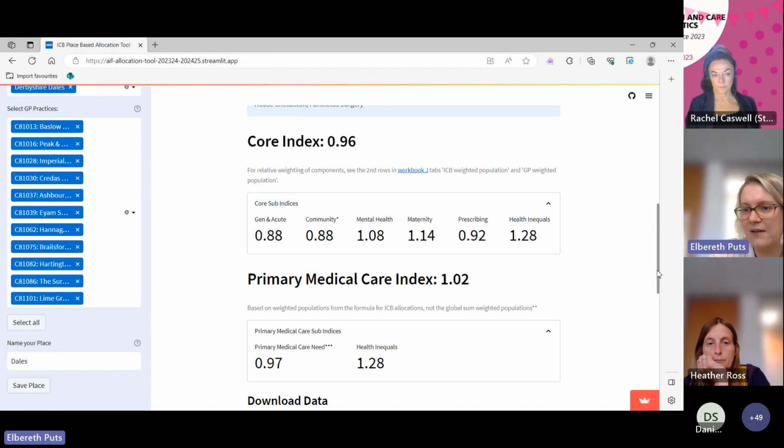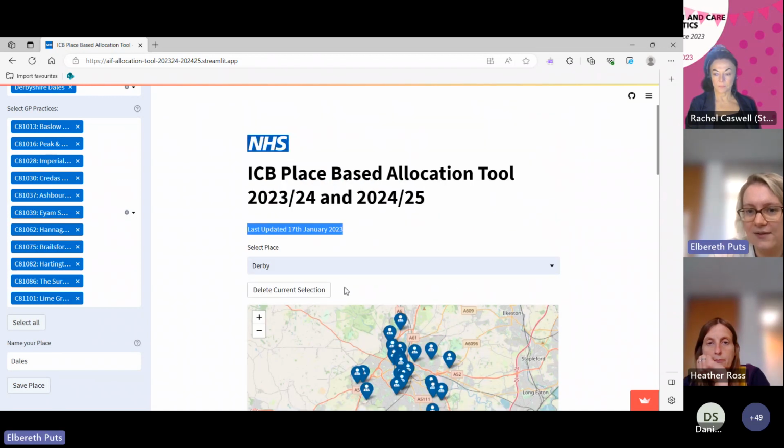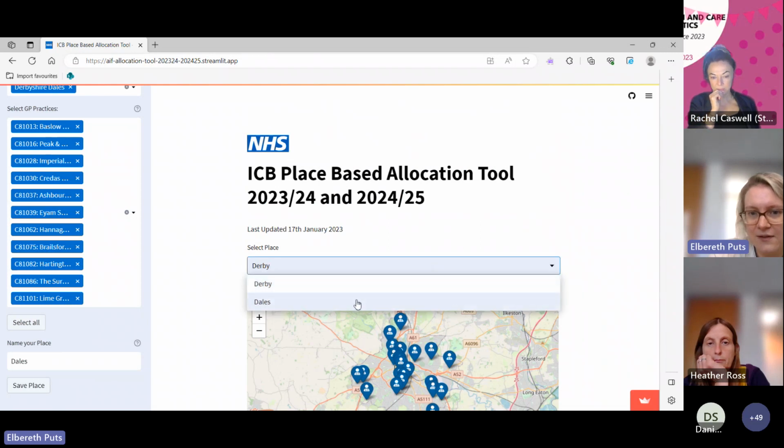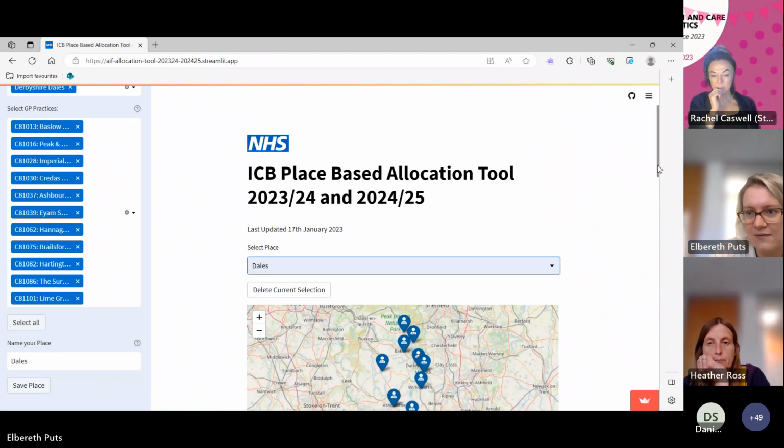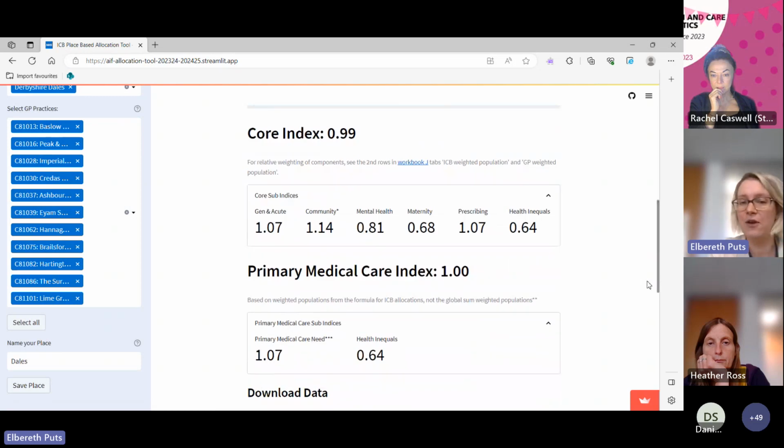If we then go back and we compare this with the Derbyshire Dales, we see kind of the opposite. So there's a higher need for general and acute, community, and prescribing, and lower for mental health, maternity, and health inequalities.